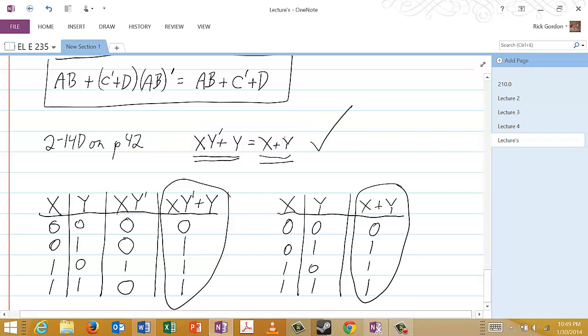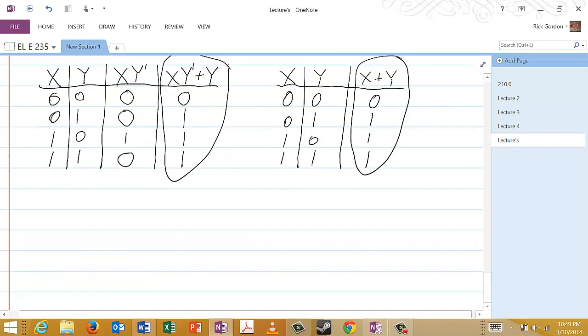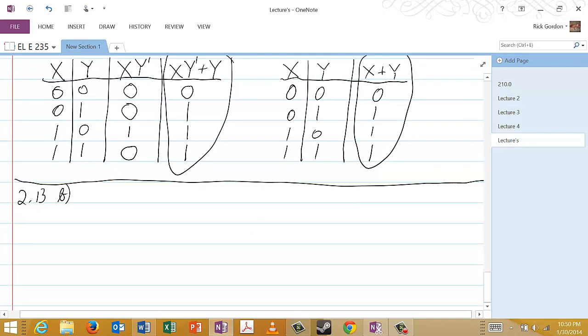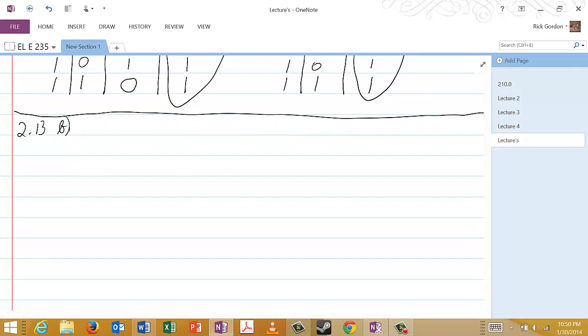I'd like to do now one final problem for this lecture, and that is problem 213B. In this problem, we're given a circuit that looks like the following.